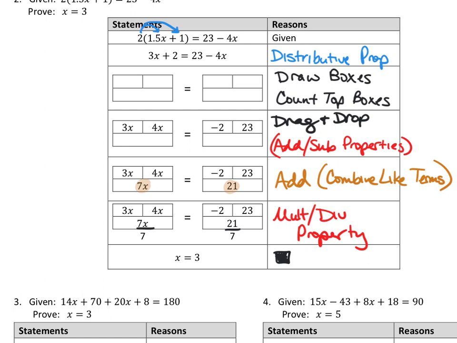So do you see how every single thing we've done mathematically has a reason? Whether it's a property from the front page or a reason for the algorithm that we've been using, drawing the boxes, counting the top boxes, it all has a reason. Can we do the bottom ones together, giving a reason for each time we're solving these equations?